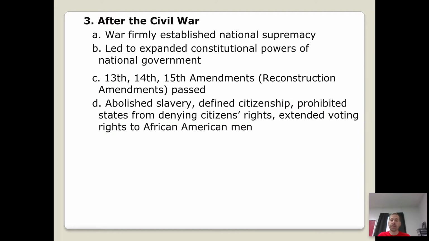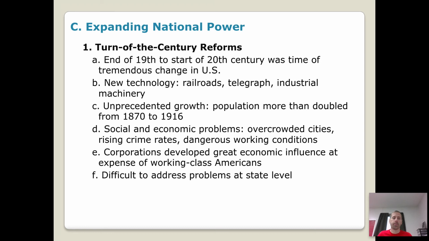We have the 13th, the 14th, the 15th Amendments that were passed. Those abolished slavery, it defined citizenship, it prohibited states from denying citizens' rights, it gave black men the right to vote. So the national government is taking on a more national role, and it's getting more involved in the states. So they are expanding their power.